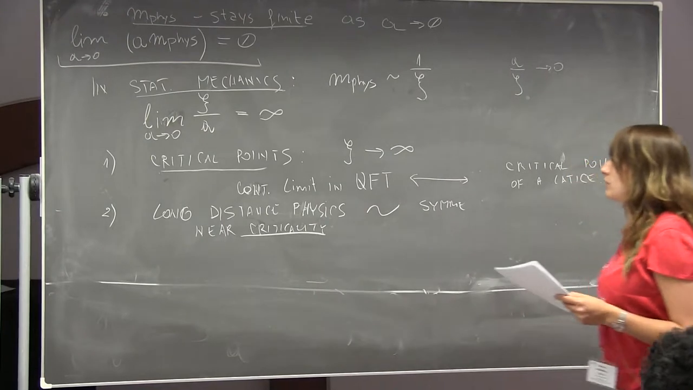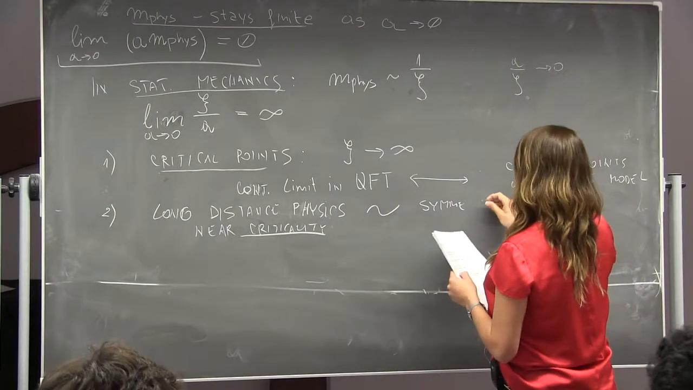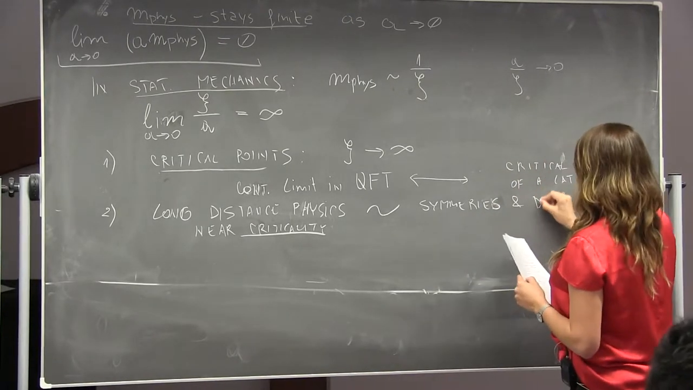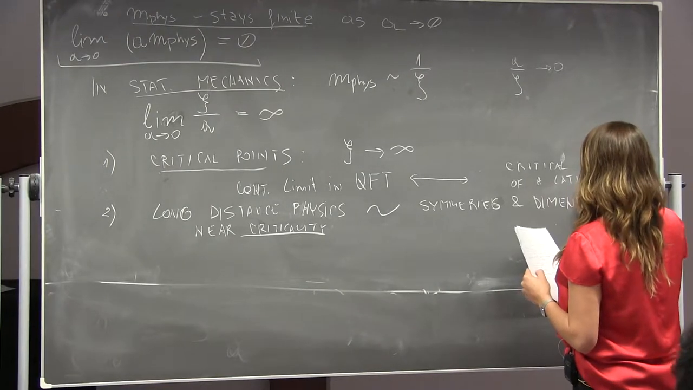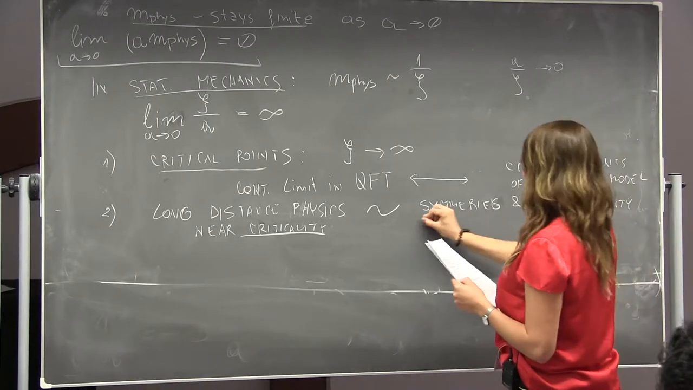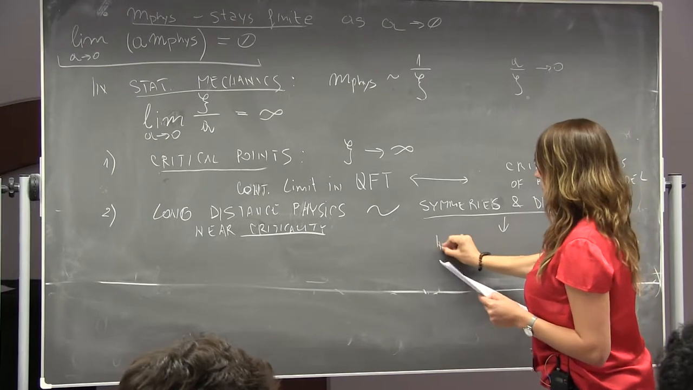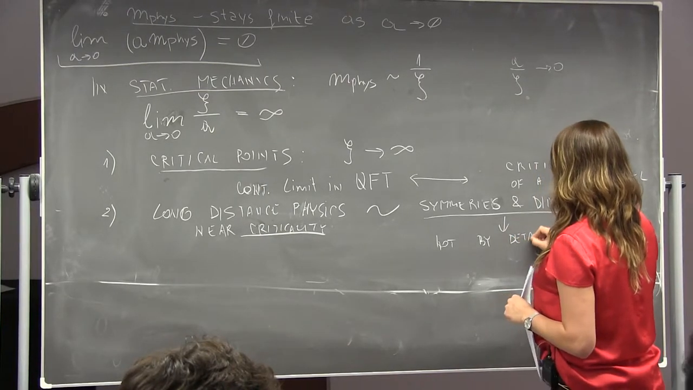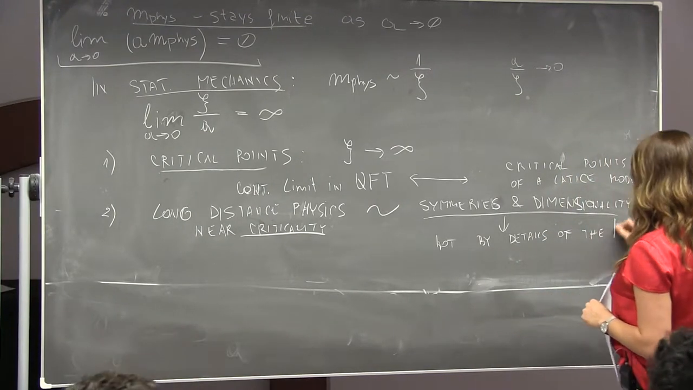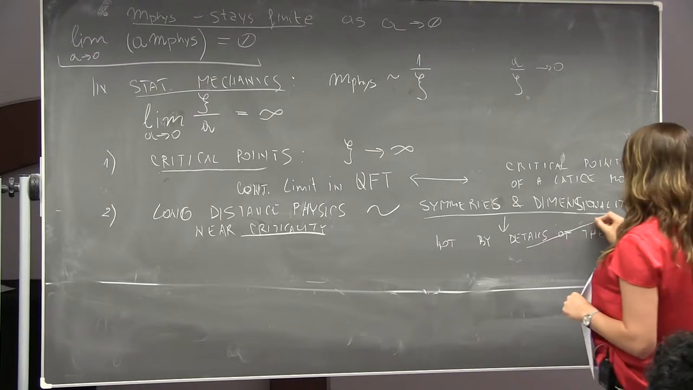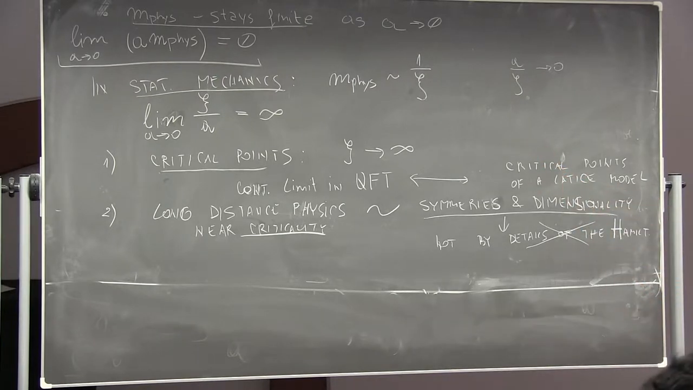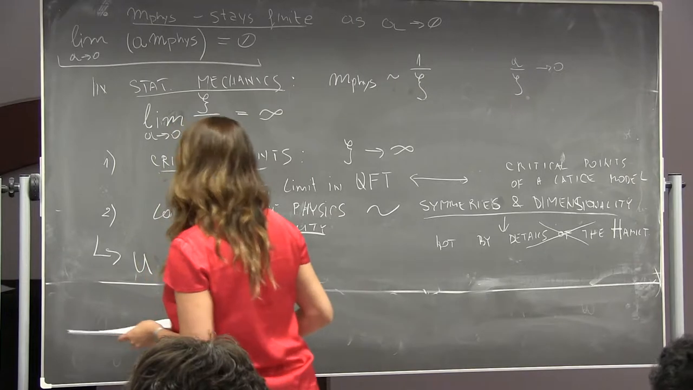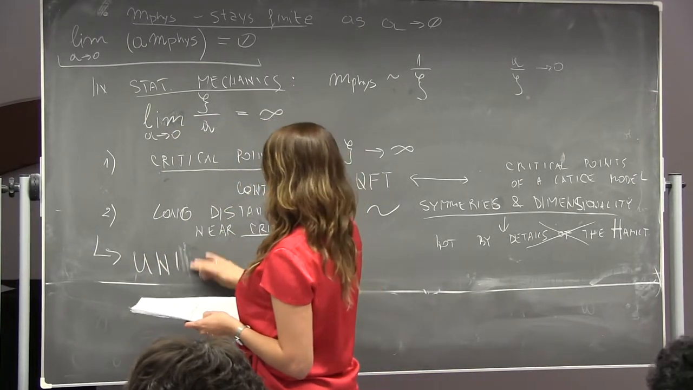So once we are in this criticality region, then the actual long distance physics that we're interested in depends only on the symmetries of the system and its dimensionality, and not on specific details of the Hamiltonian. So the details of the Hamiltonian are not important once we are in this criticality region. So basically, this gives us a very important property of the continuum limit of lattice gauge theories, which goes under the name of universality.